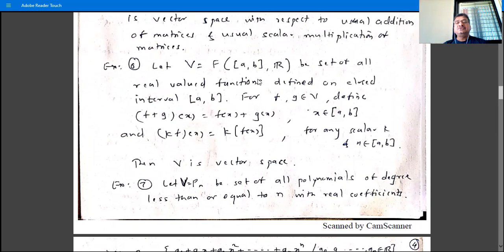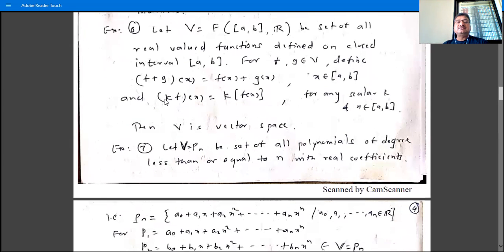These are real valued functions, that is, functions from the closed interval a b to R. For f and g belonging to V, the addition of two functions is defined like this: (f plus g)(x) equals f(x) plus g(x) for all x belonging to the closed interval a b. And the scalar multiplication is defined like this: (k f)(x) equals k f(x) for any scalar k and x belonging to the closed interval a b. This is again the usual definition of addition of two functions, and the usual definition of scalar multiplication of functions.